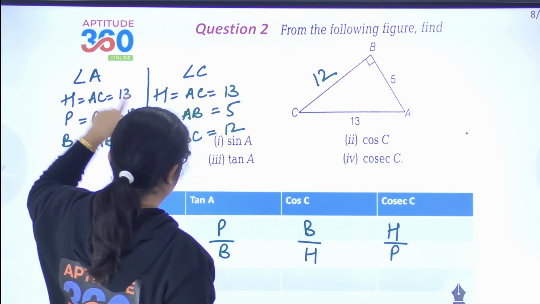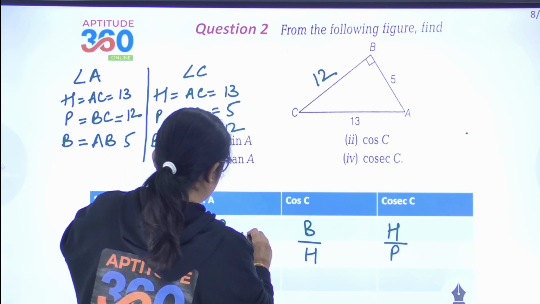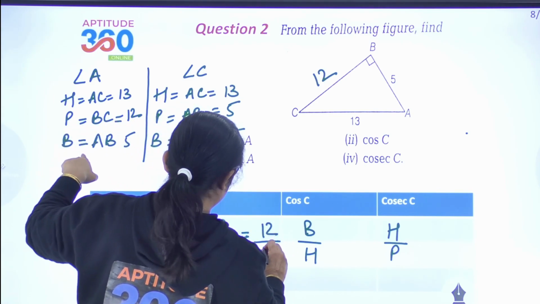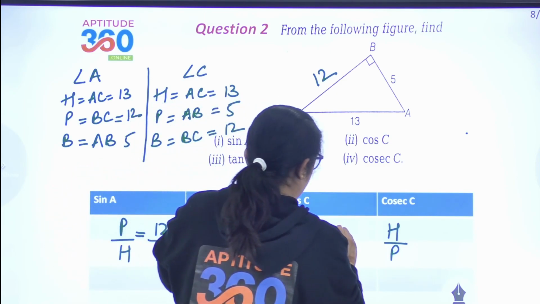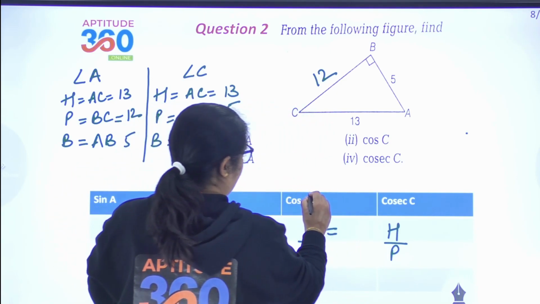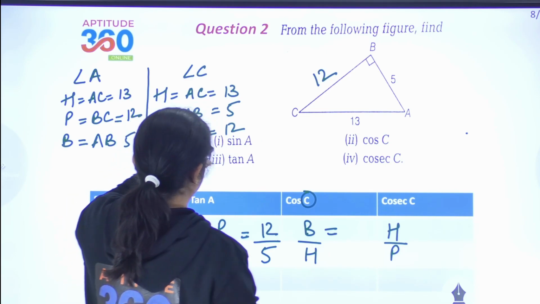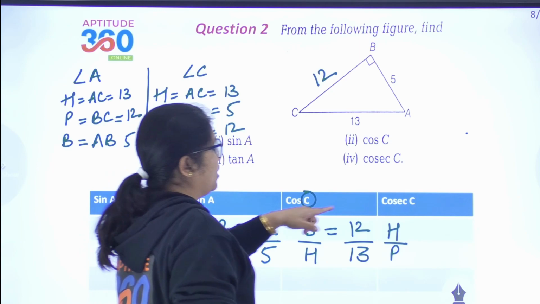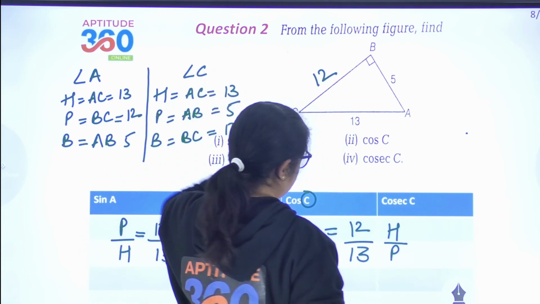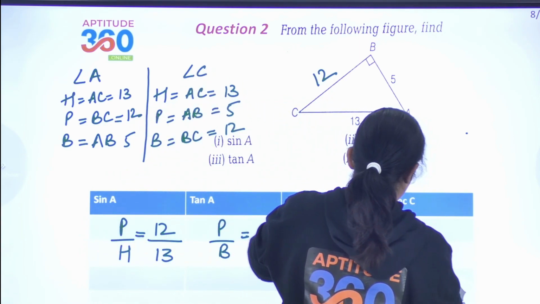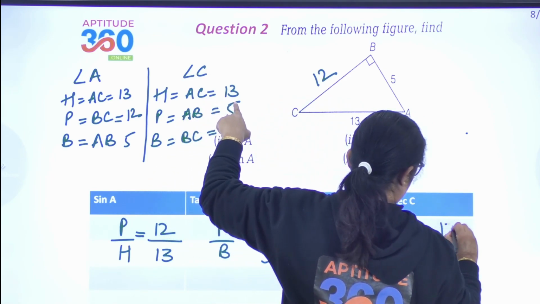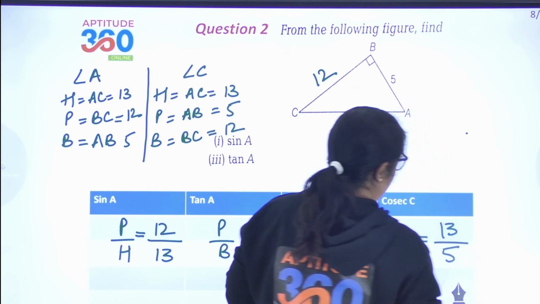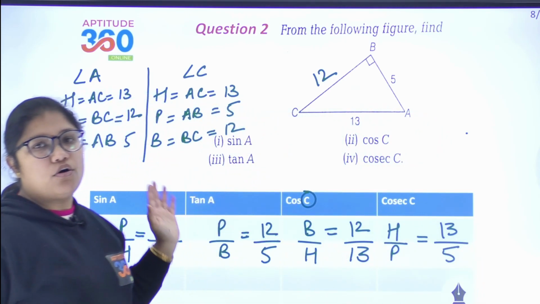Keeping again angle A as my angle of reference, what is my P? It is 12. What is my base? It is 5. Keeping angle C as my angle of reference, what is my base? It is 12. What is the hypotenuse? It is 13. Keeping angle C as my angle of reference, what is my hypotenuse? It is 13. What is my P? It is 5. And therefore, I am able to solve all the ratios.